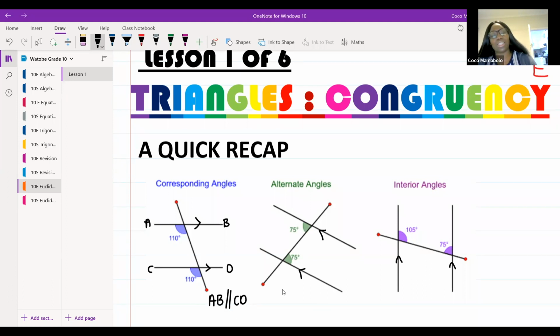Where did we get the alternate part, or where did we get the corresponding angles from? From the fact that AB is parallel to CD. They're not equal, they're parallel. And that's something completely different that we'll be talking about as well.